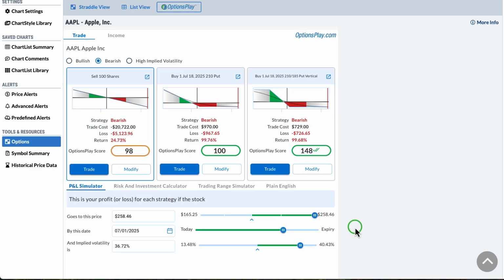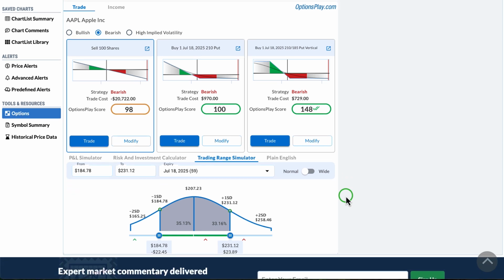Now, there's another thing that caught my eye, which was the trading range simulator. It's got a nice little bell curve-like graph, so yay, I like graphs.